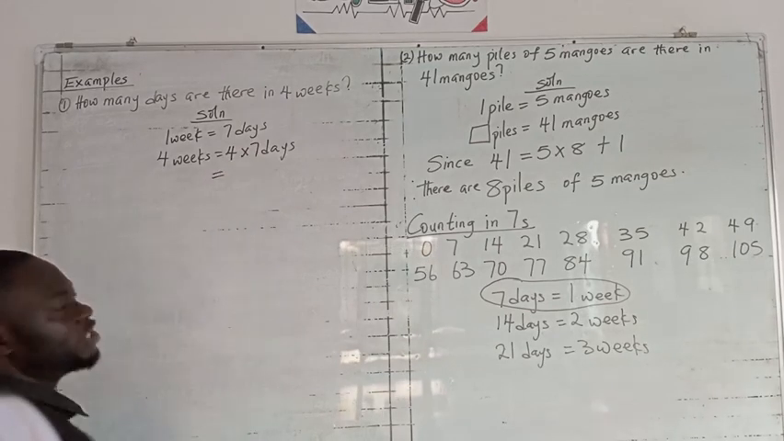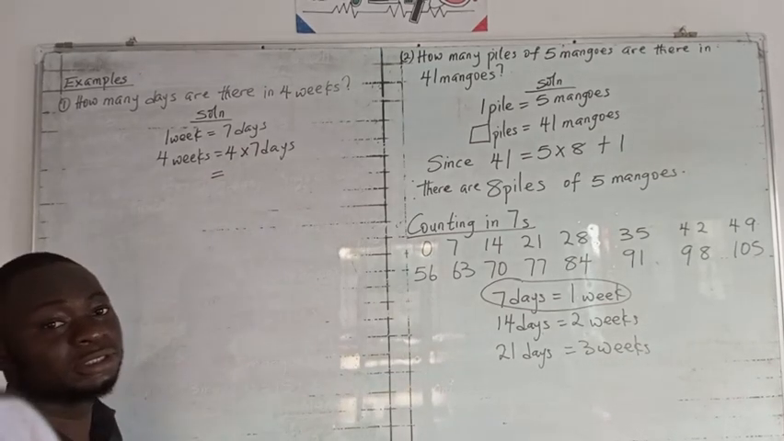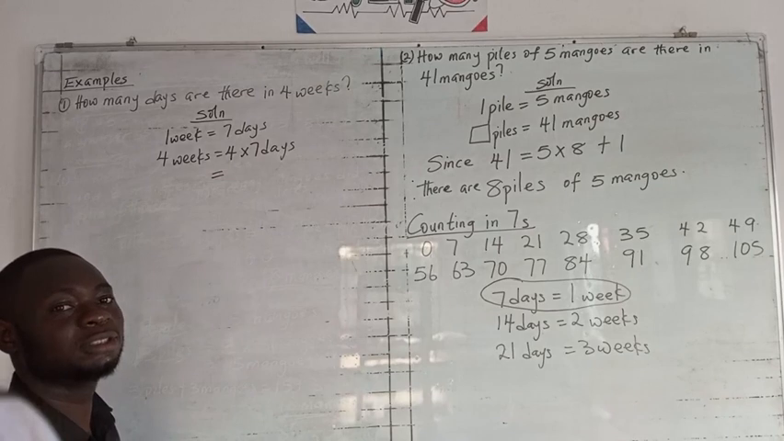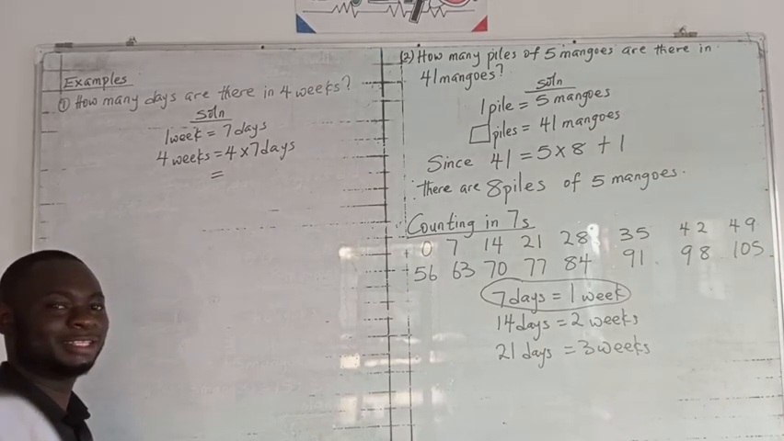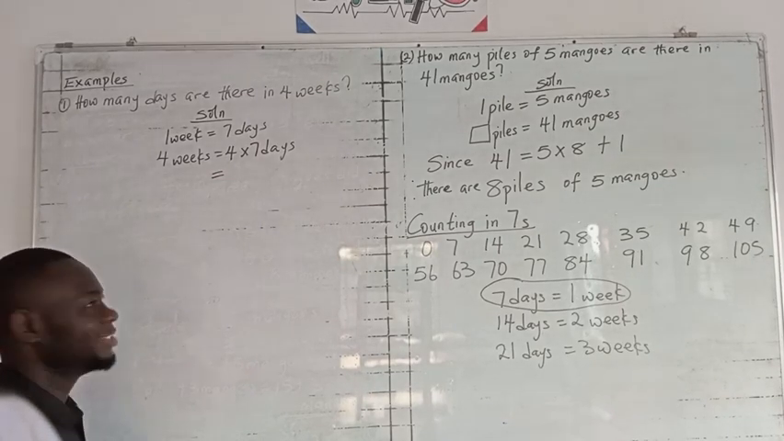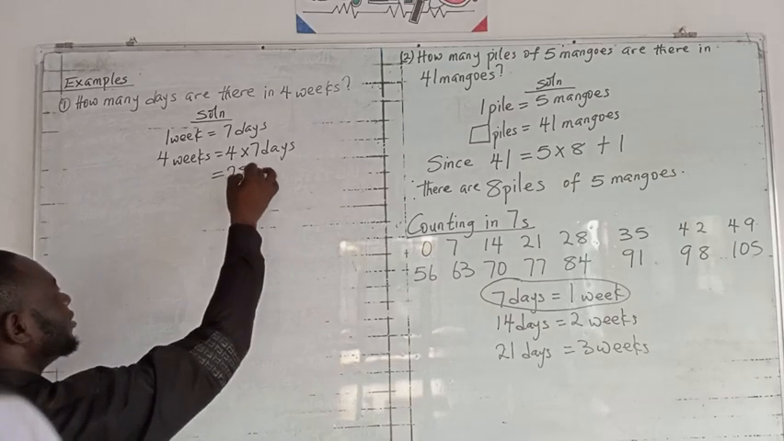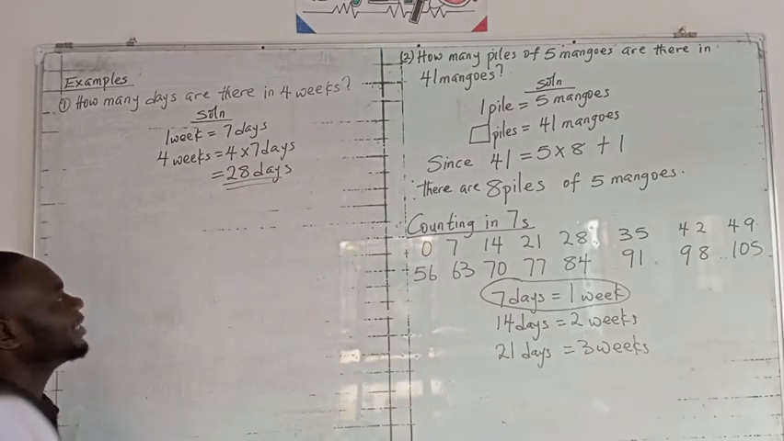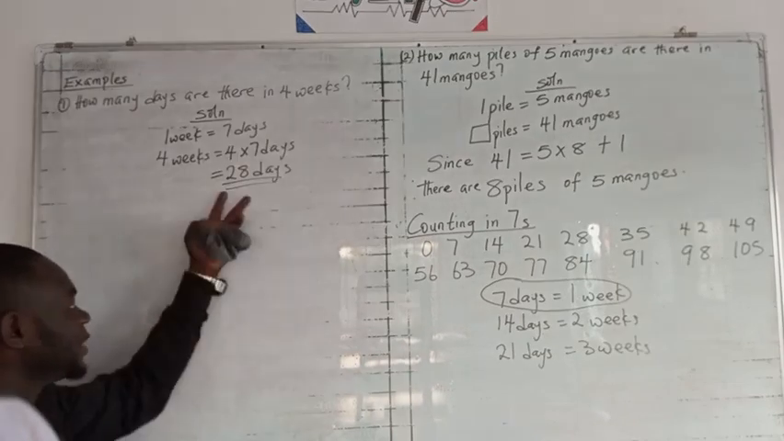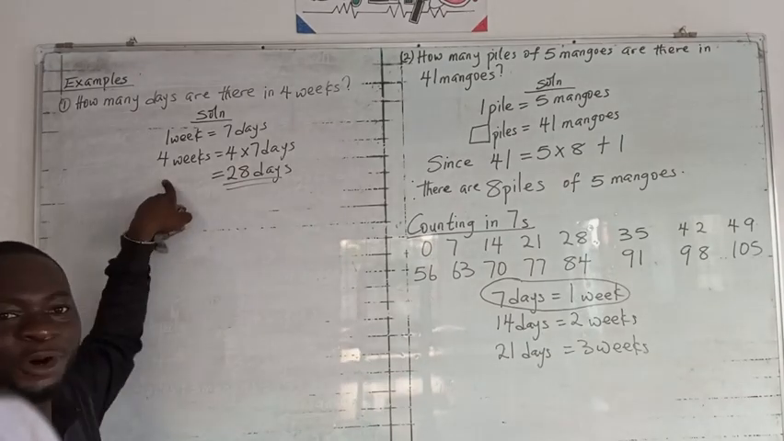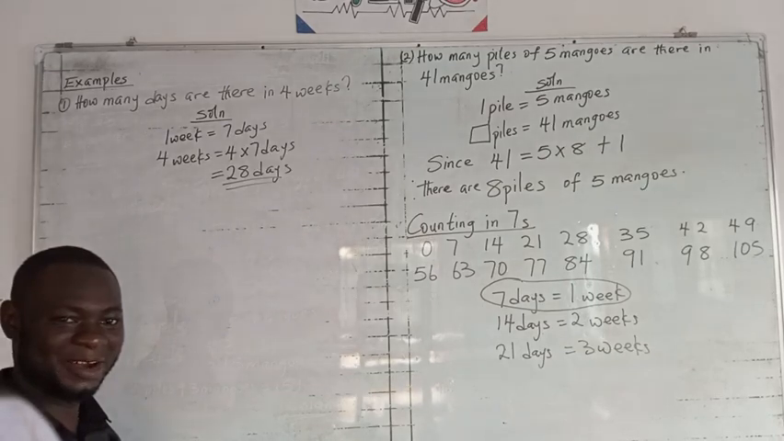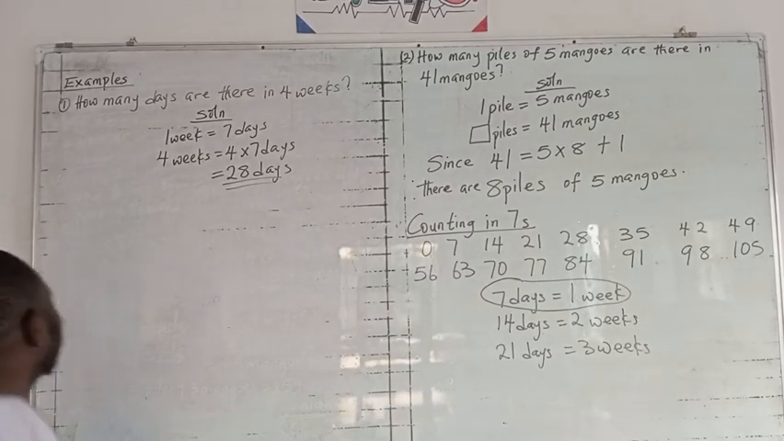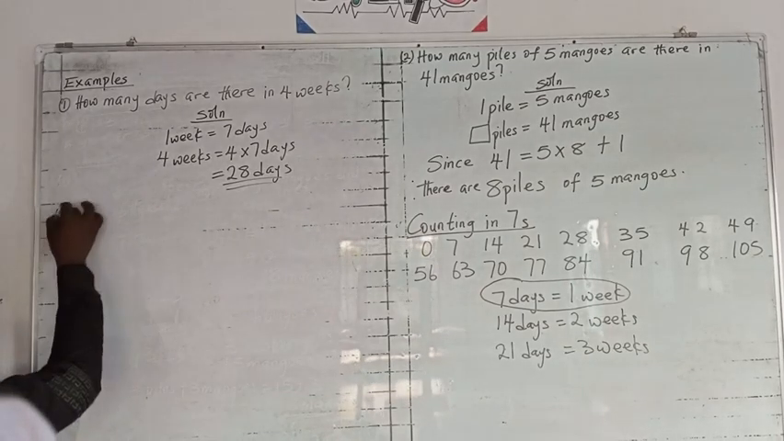And 4 times 7 is what? What is 4 times 7? Are you there? Ta-da! There are 28 days in 4 weeks. Okay? Alright. Let's look at this example.